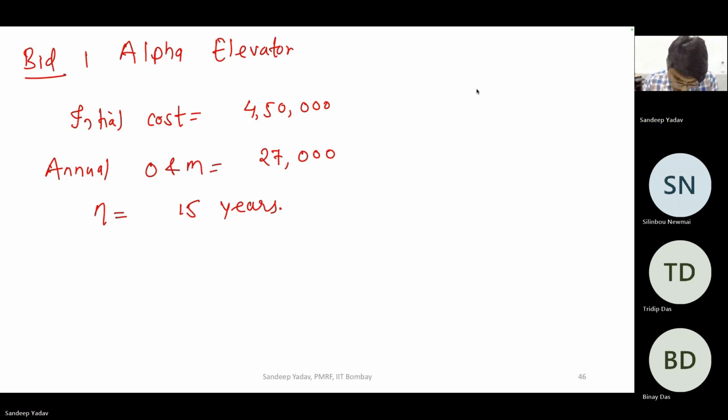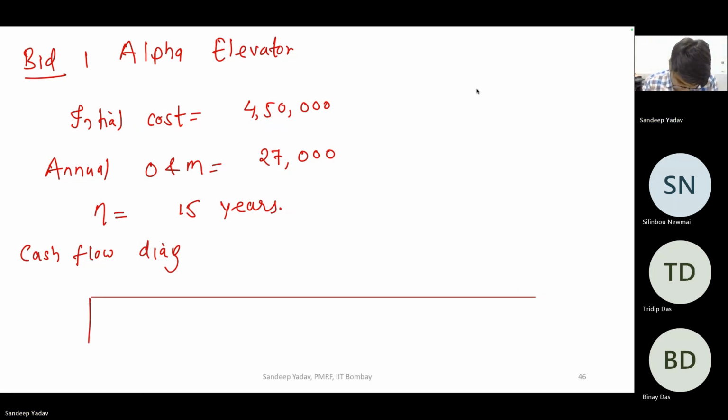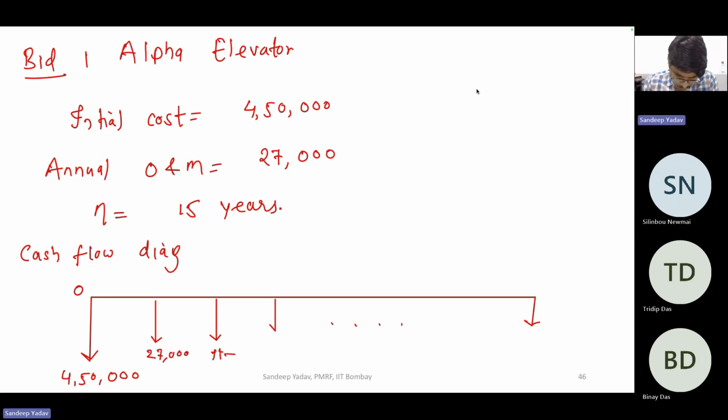If you draw the cash flow diagram, then we can see that for the zeroth year they are putting around 4,50,000 rupees of investment, then annually 27,000 till the 15th year. Because it has a life of 15 years, that will be the cash flow diagram.